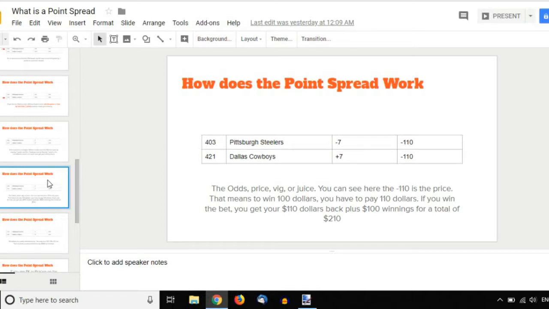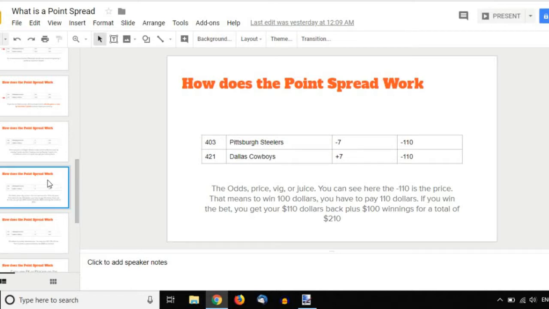On the end is the odds, the price, the vig, the juice. I love saying that. That is what you have to bet. So in order to win $100 in this matchup, you would have to bet on either side of this. In order to win $100, you would have to bet $110. So you put your $110 down. Pittsburgh Steelers win, you get $210. That's your original $110 that you bet, plus the $100 that you win.